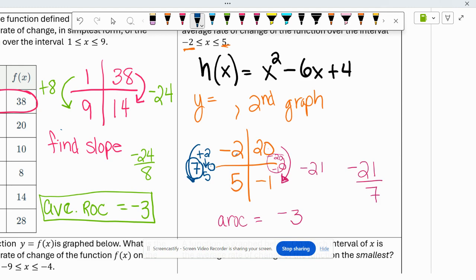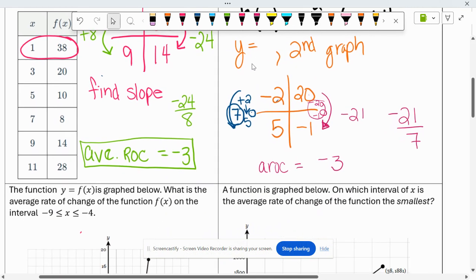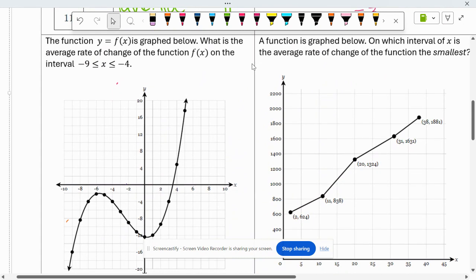And then does that make sense? Okay. Good question. All right. What about this next one?